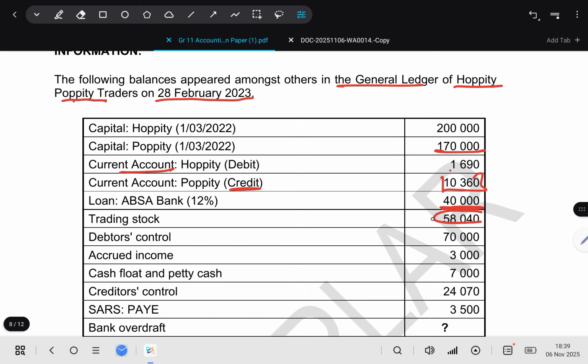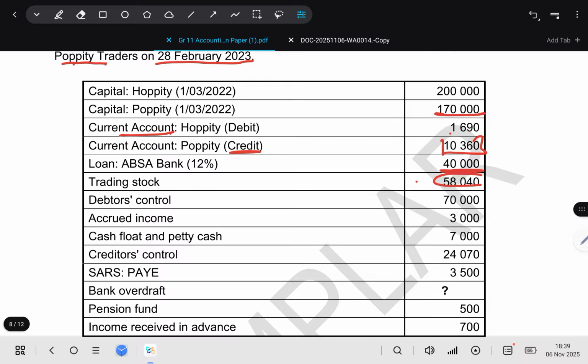Remember, trading stock is not part of what we are supposed to do, but the information might come in. The tax control also is not part of what we are supposed to do. Accrued income. Remember, in terms of accrued income, it falls as part of our trade and other receivables. And then we have cash float, then petty cash. So this information for now is not helpful for us. Maybe in the future, as we continue, it might.